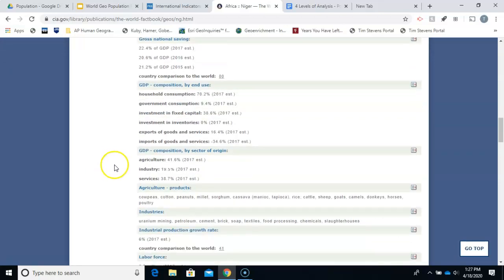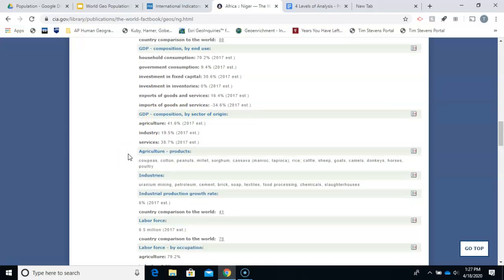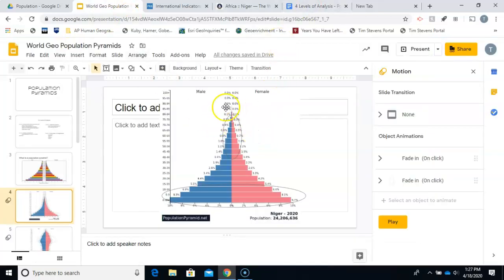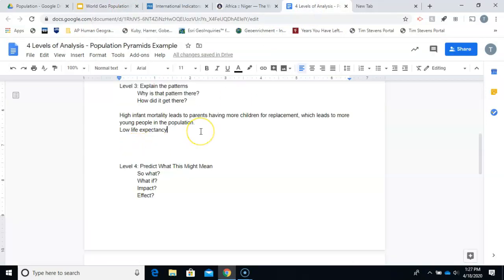All right. You can see that most of their population works in agriculture. So they're a subsistence farming community economy. So these people and this country is not very wealthy. They're not very well developed. So that's part of our understanding of this pyramid. So why is this happening? Very low developed economy. Low income population.